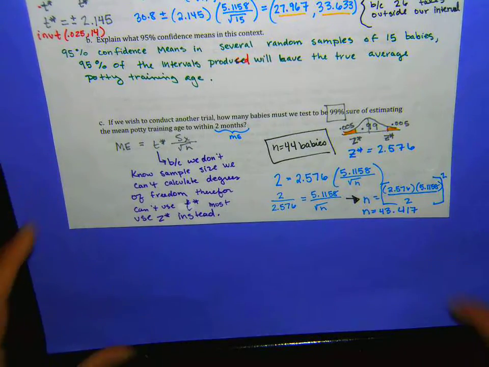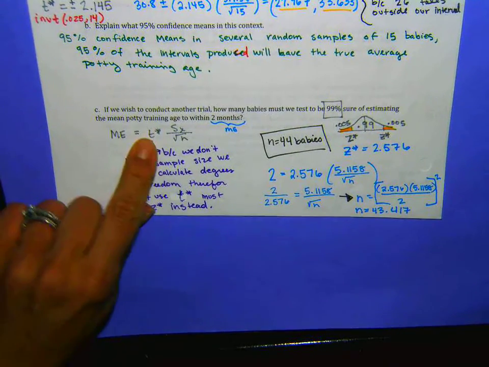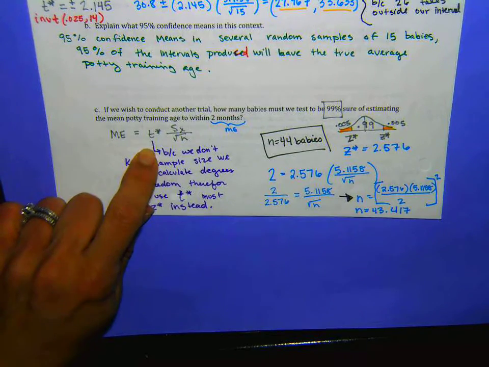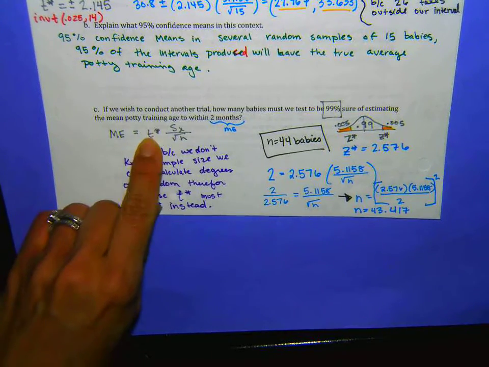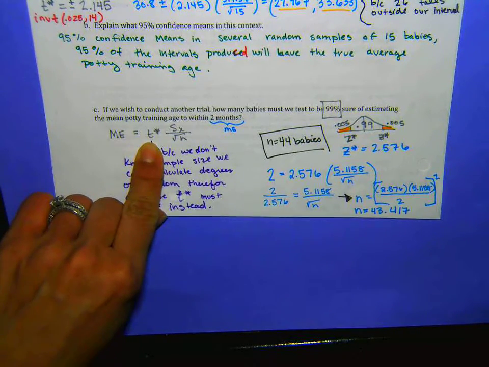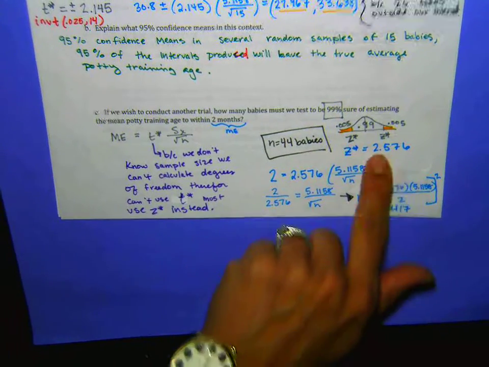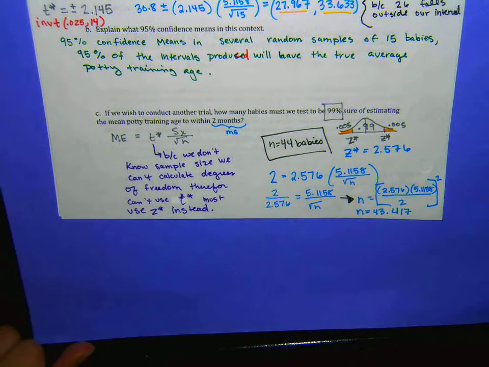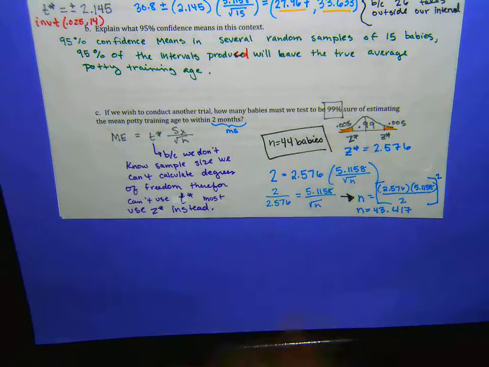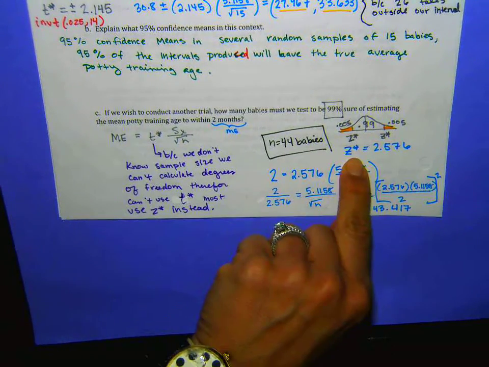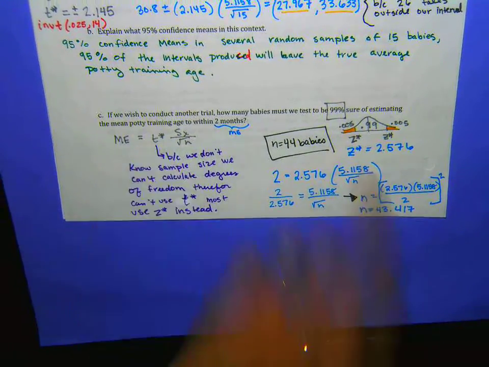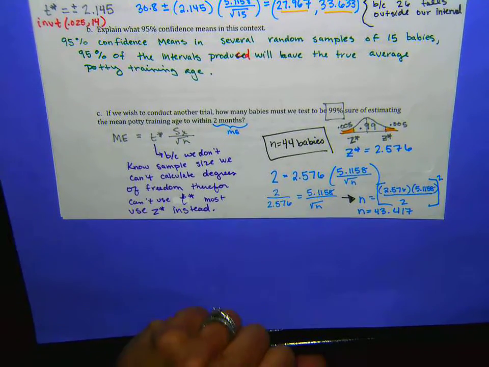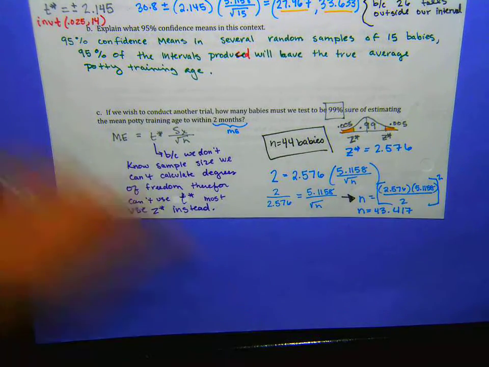And then on C, once again, you are asked to calculate sample size. Well, this was a t-distribution, but if I don't know sample size, I can't calculate degrees of freedom. If I can't calculate degrees of freedom, I can't calculate t-star. So my only option is to use z-star of 2.576. That's my 99% critical value on the normal. I can't use t-stars here, guys. I have to use z-star to solve for sample size. Again, we have to round up to 44 babies.